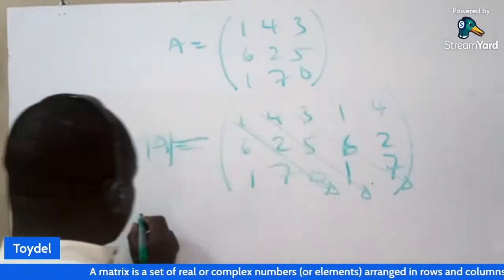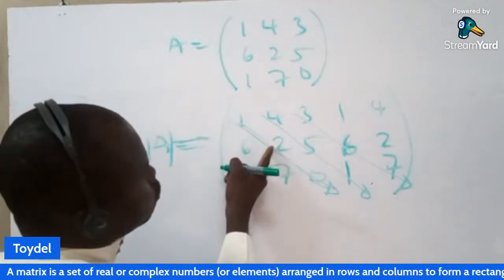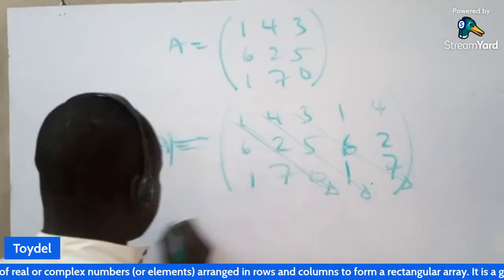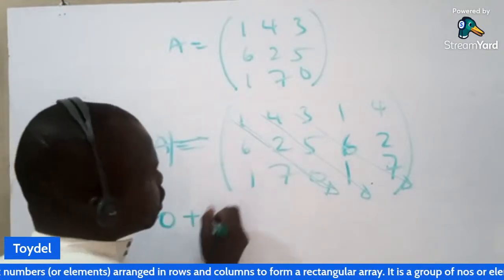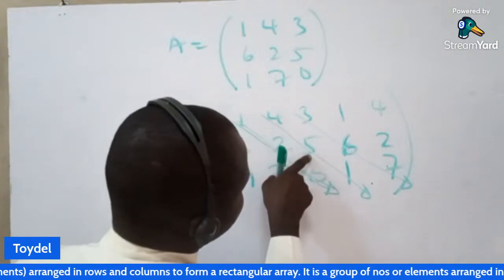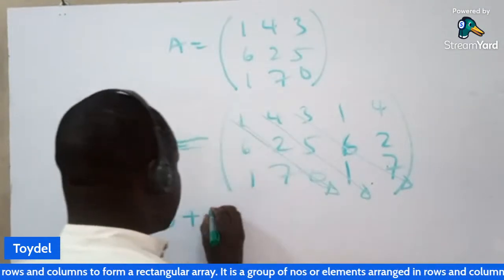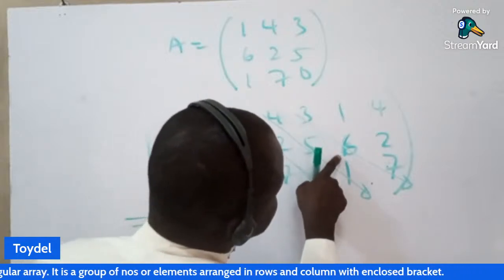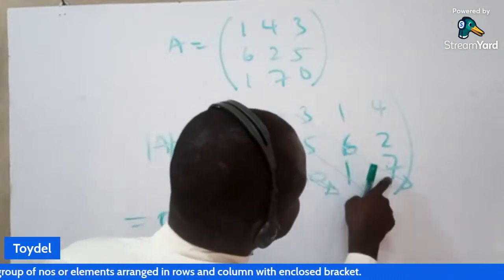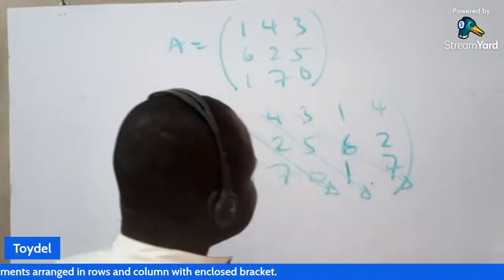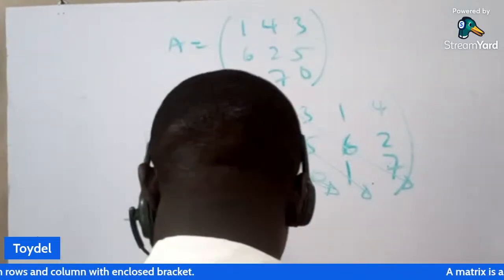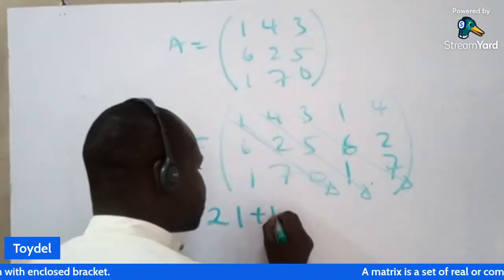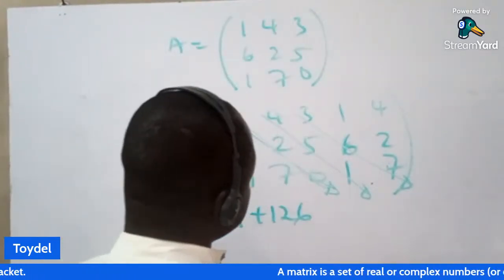You find the value. That will be 1 times 2. That's 2. 2 times 0 is 0. Plus 4 times 5, 20. 20 times 1, 21. Then you also have 3 times 6, 18. 18 times 7. 18 times 7 is 126. That's 126. That's what the rule says.